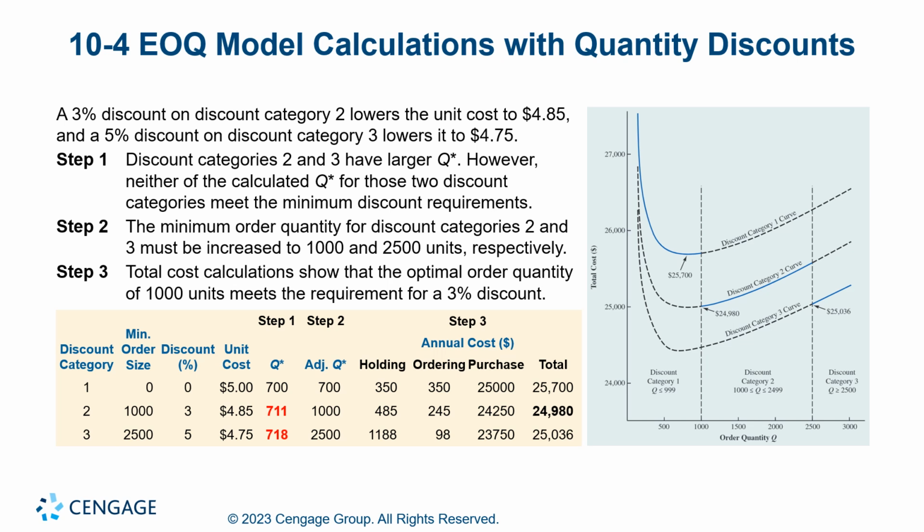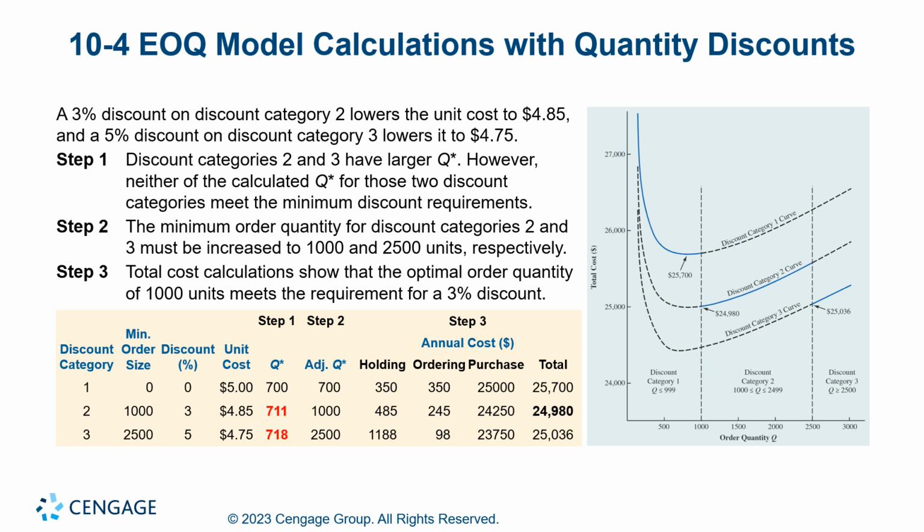25,700. In order to enjoy the 3% discount, you need to order at least 1,000. So maybe I can order 1,000, which is the minimum of this category. With 1,000, you compute the total cost, which is 24,000. In the third category, if you want to buy 2,500 units and enjoy the 5% discount, the total cost is equal to 25,000.